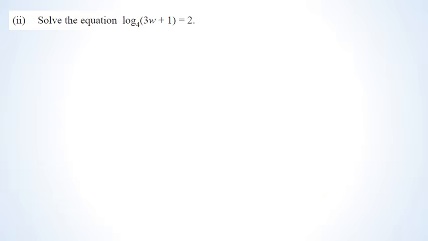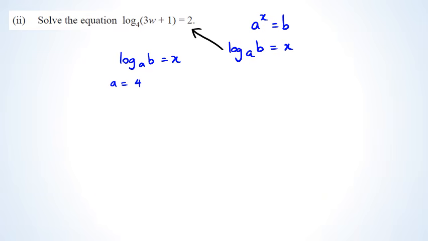Okay guys, so for this one we can't do this in the calculator, but we can look at the log rules. For example, we know that a to the power of x equals b, which means log a of b is equal to x. So I would match this equation with these things here. Because I can write this as log a of b equals x, I can say a is equal to 4, b is equal to 3w plus 1, and x in this case is equal to 2.